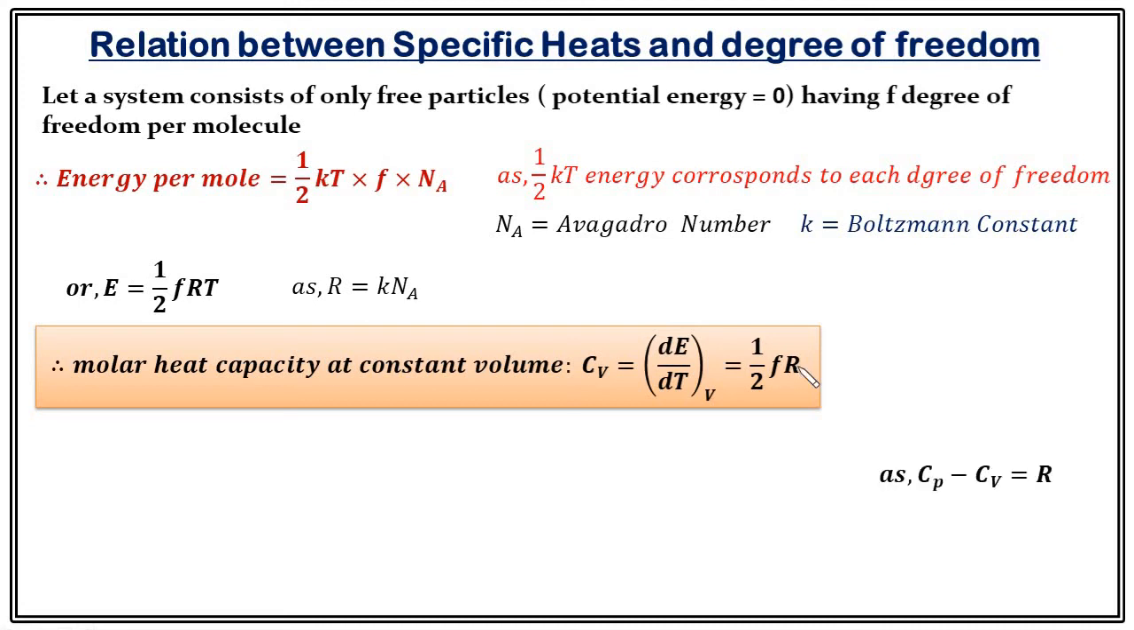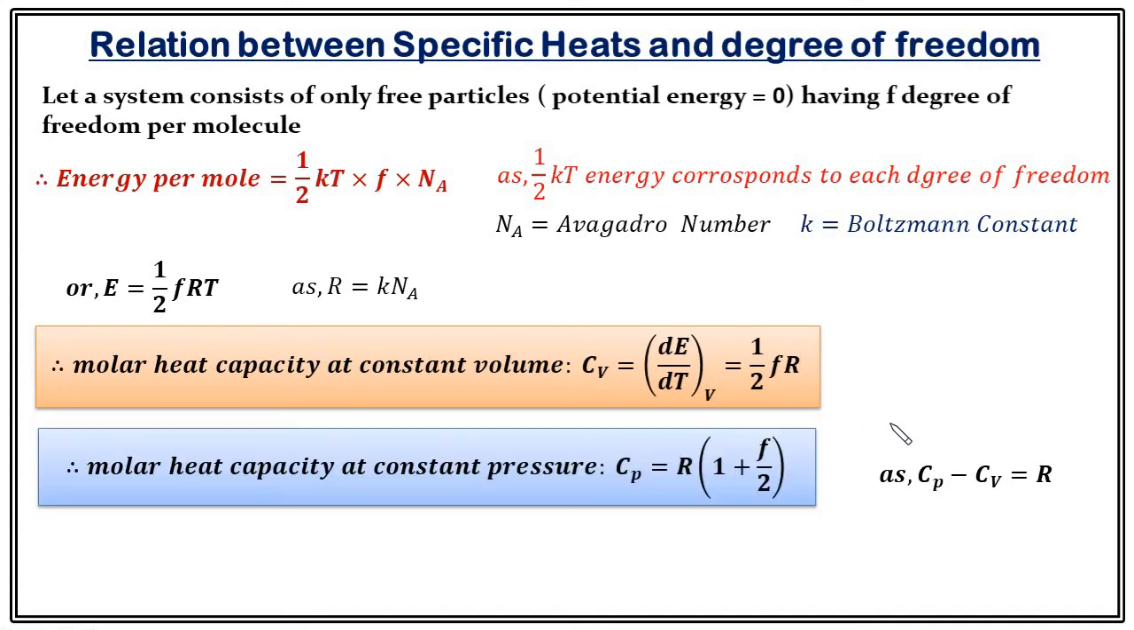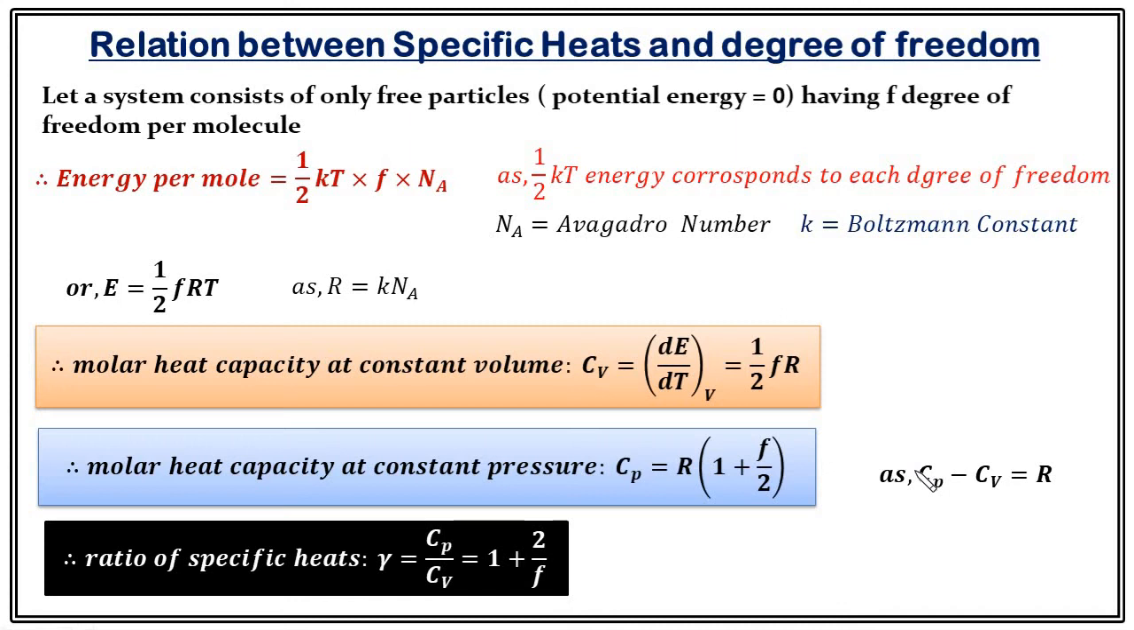Now we know one relation. We know for 1 mole, Cp minus Cv is equal to R. Now we will utilize these two relations to calculate Cp. And Cp will be R into (1 plus F upon 2) by utilizing these two relations. Now the formula for the ratio of specific heats is given by gamma. So gamma is equal to 1 plus 2 upon F. Okay. We will utilize this formula to calculate this quantity for some specific cases of gas molecules.